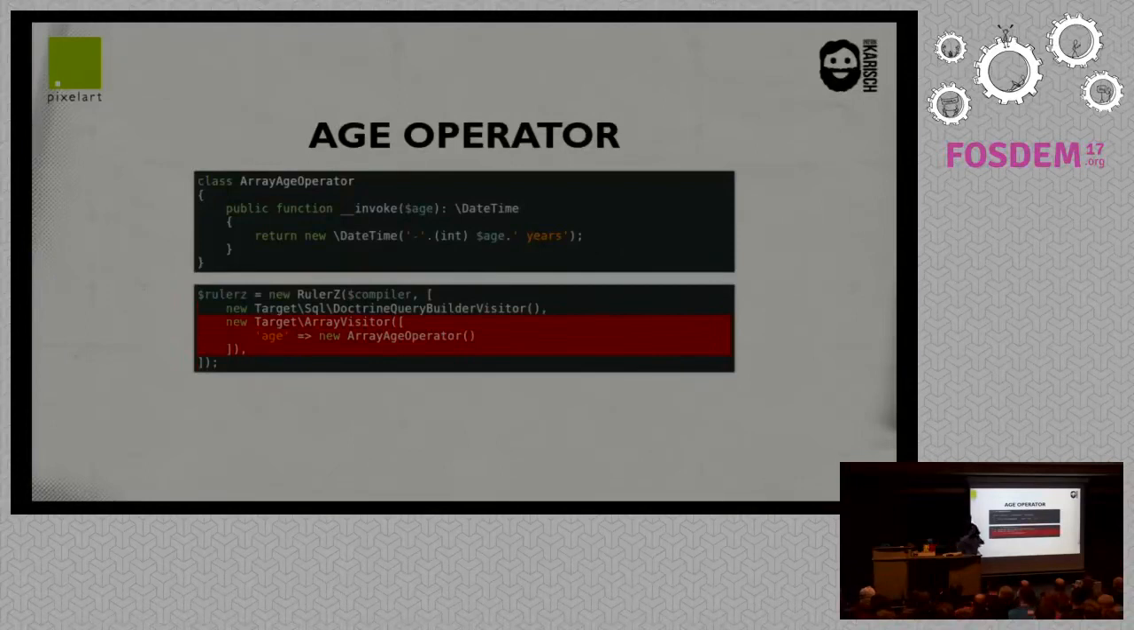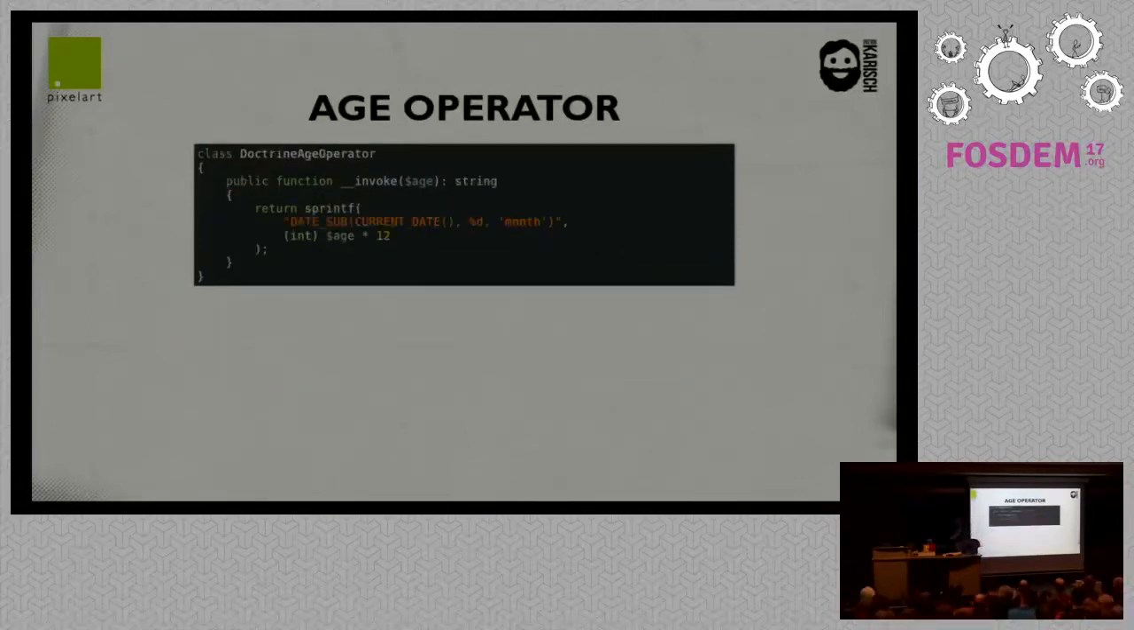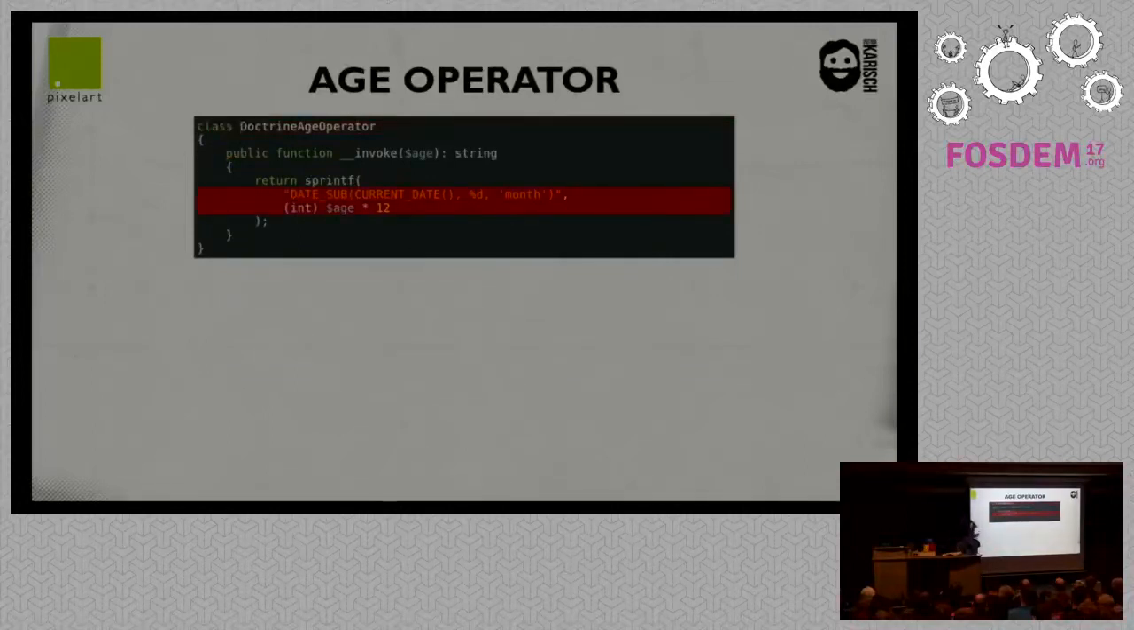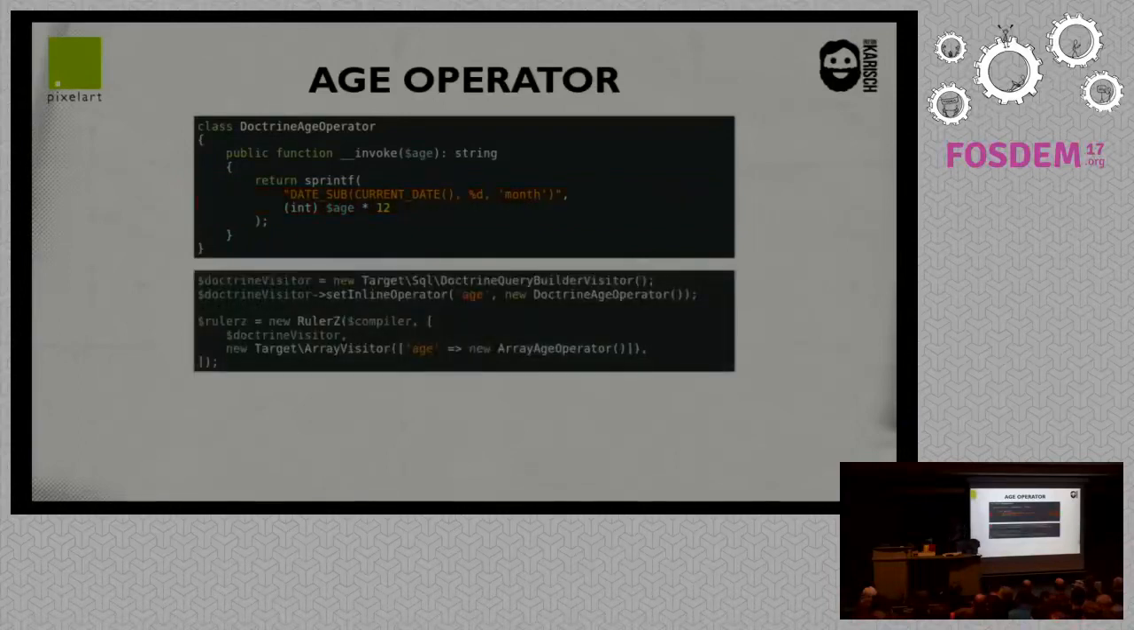Of course, we don't have only arrays to filter. We also have a Doctrine query builder to filter. So we have to create an age operator for Doctrine. It's simple. We have a Doctrine age operator. And in this case, we have to do some Doctrine math. If you don't know DQL from Doctrine, it doesn't matter. In this case, I use the current date and subtract the age times 12 as months from the current date. Doctrine doesn't support subtracting years, so I have to calculate with months. And this is directly a DQL statement returned for the Doctrine query builder.